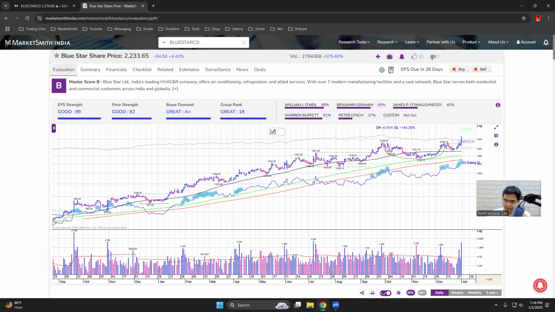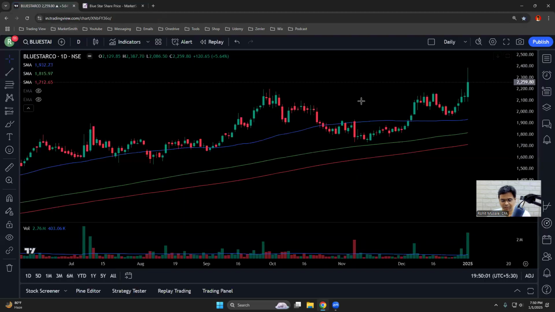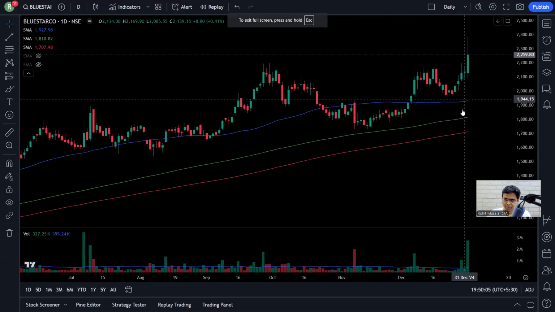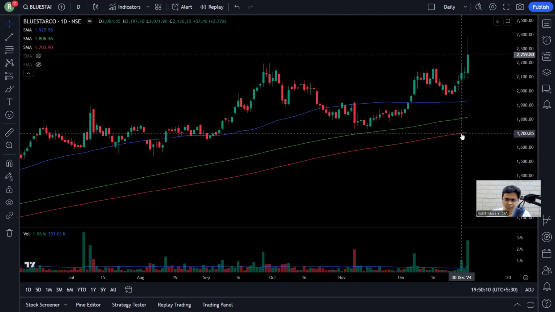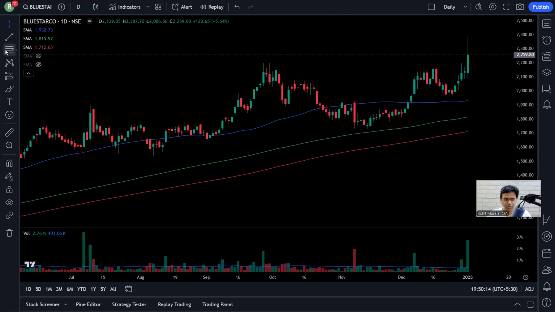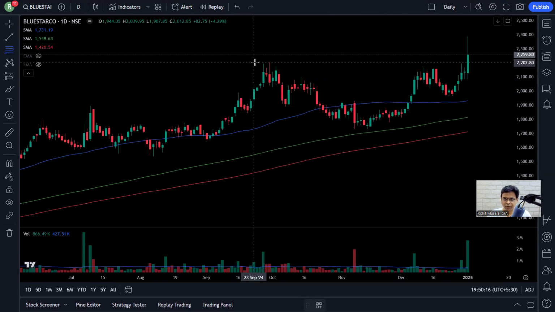Okay. The number of points in the base is good. So if I draw a base here, I'm looking for blue, green, red. Price should be above the 50-day. The 50-day should be above the 150-day, and the 150 should be above the 200-day. This is a basic non-negotiable criteria that I look for, which is consistent with what I learned from Mark Minervini.